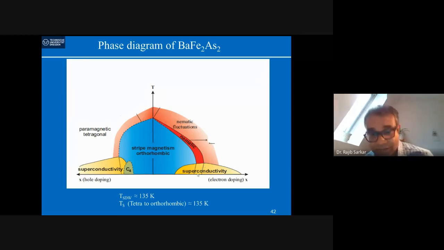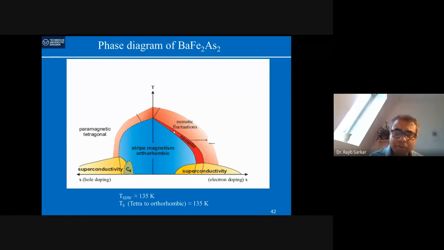Now, what is the nematic phase? Nematic phase means your rotational symmetry is broken, but your time reversal symmetry is preserved. That's really interesting, because in your system, as you increase the doping, in a certain range of the doping, nematic fluctuations of the nematic order take place.